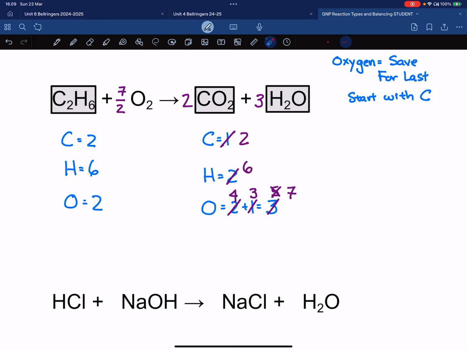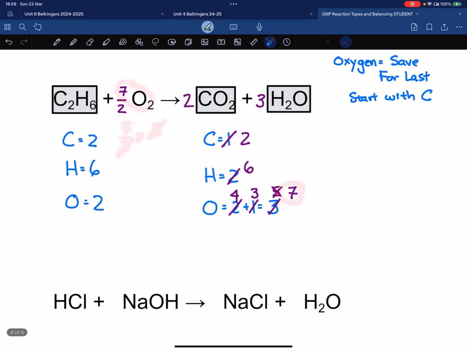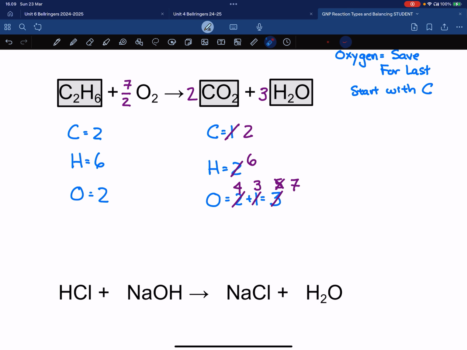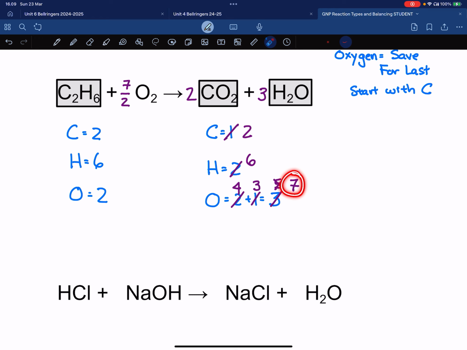All right? Now the reason that that works is that you have your 7 halves, you're multiplying it by your 2 oxygen atoms, the 2's cancel, and you have 7. All right? If you don't like that, then the moment you realize that that is going to be an odd number, then you multiply everything by 2.